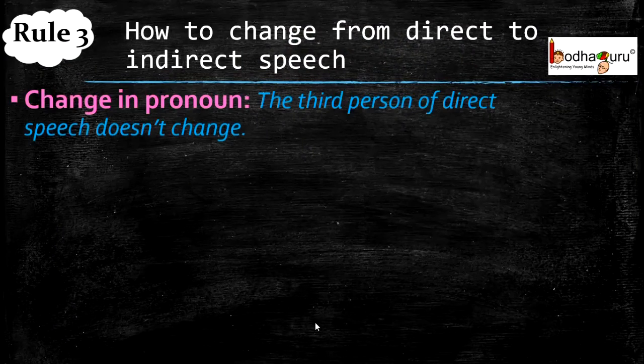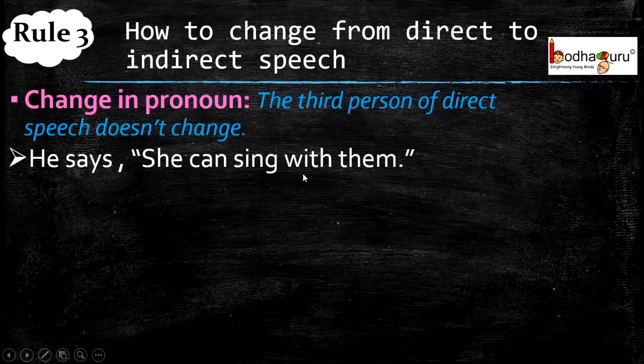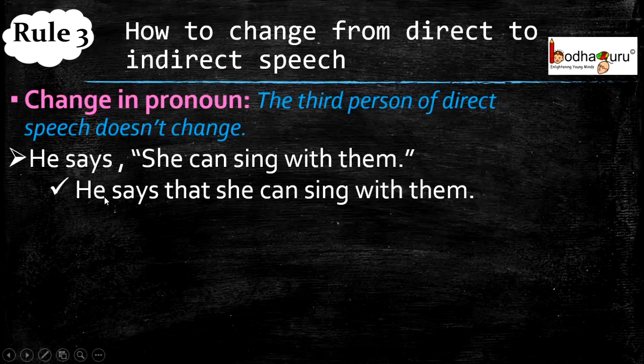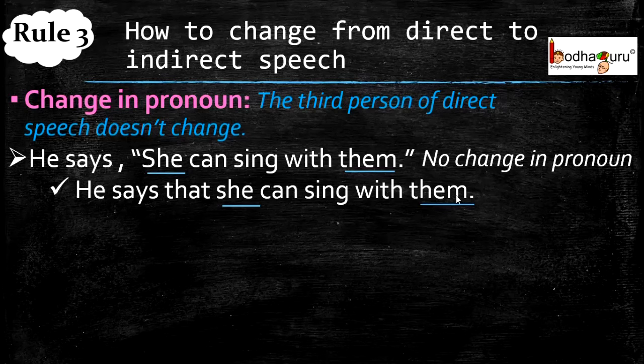Now, the last rule. The third person of the direct speech does not change. Let's take an example. He says, "She can sing with them." Now, here we see the third person has been used in the spoken words. And this gets changed to, he says that she can sing with them. As you can see, there is no change in the third person of the direct speech. Also, them remains them, which is in third person. So, no change in the pronoun.